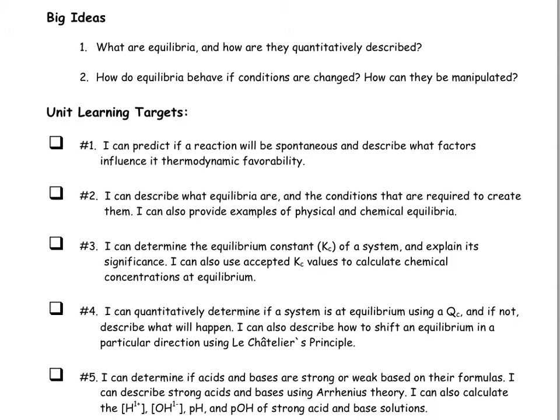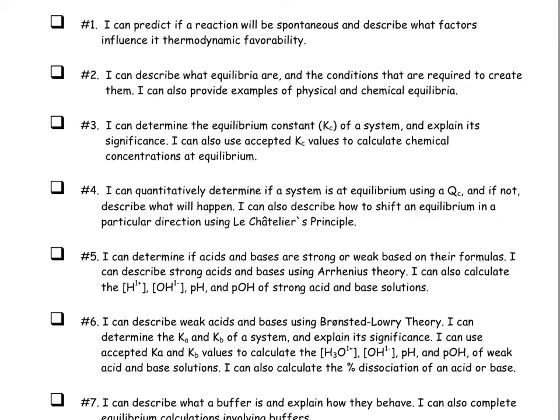In this lesson, we'll continue our discussion of big idea number 1. What are equilibria and how are they quantitatively described? And we'll talk about learning target number 6. By the end of this lesson, you can describe weak acids and bases using Bronsted-Lowry theory.